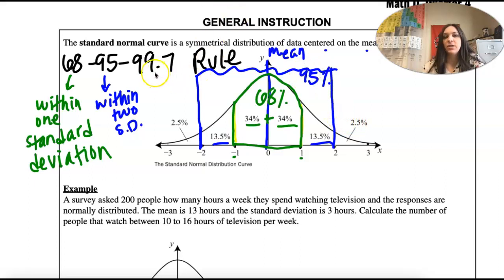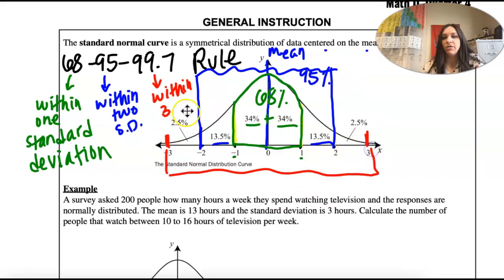Then can you guess the last one? 99.7. That's within 3 standard deviations. So that's here. So from here all the way to here, if we add all those up, and this one rounds, so it's not exact, but it's 99.7. Okay, so mine I took a rounded one. This is actually 2.35, and this is 2.35. That's where the 7 comes from.